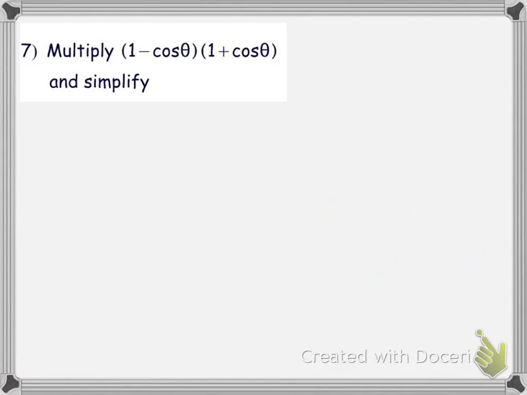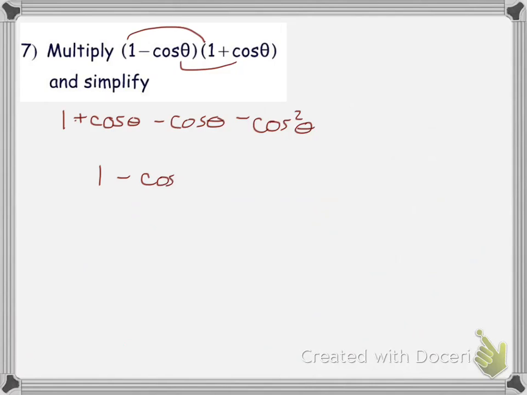Okay, so this is my last one, and I'm asked to multiply 1 minus cosine of theta times 1 plus cosine of theta. And if you notice, this is a difference of squares. We'll multiply it all out. 1 times 1 is 1. Positive cosine theta, negative cosine theta, but because it's a difference of squares, those are going to cancel out. And then this becomes negative cosine theta squared. So I get 1 minus cosine theta squared.